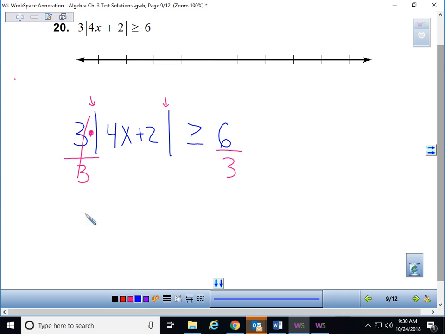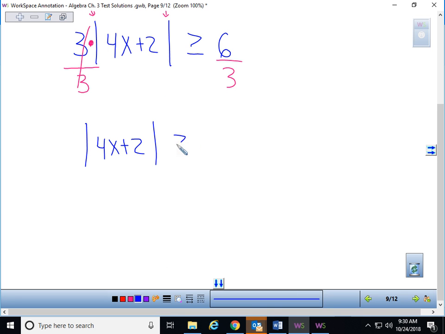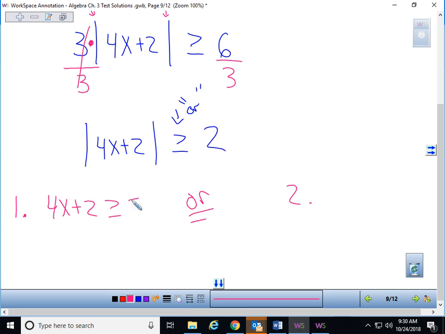This leaves the absolute value, 4x plus 2, by itself, which is exactly what I want, greater than or equal to 6 divided by 3, which is 2. Now we have a greater than or equal to. This is an or, which means I split my absolute value into 2 problems connected with or. The first problem: if I imagine I took away the absolute value symbol, I just have 4x plus 2 greater than or equal to 2.